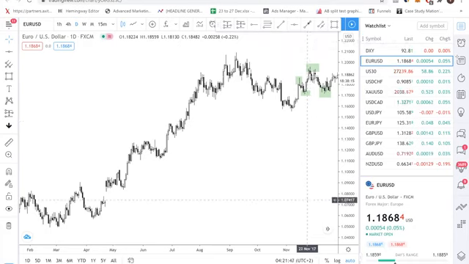So what do you want to do? You want to buy. Straightforward. Do not complicate it. Do not say, oh, should I sell the top? No, you just buy off support. Straightforward. Please do not complicate this.